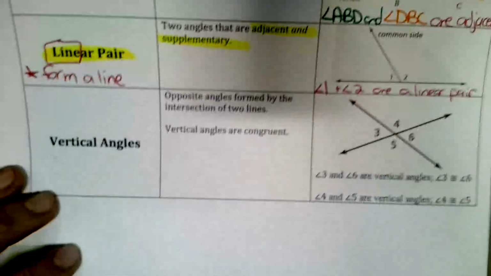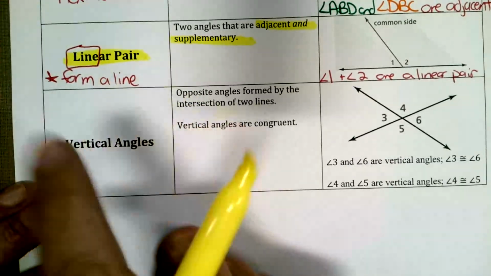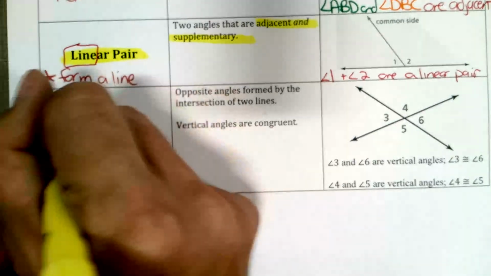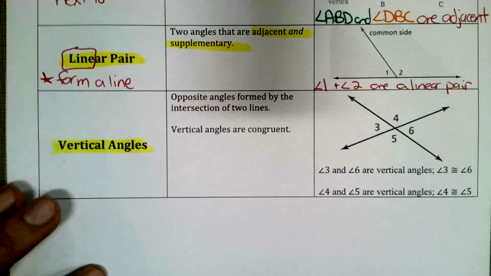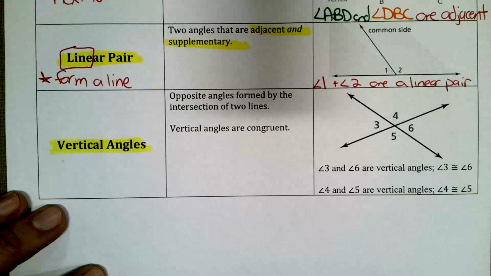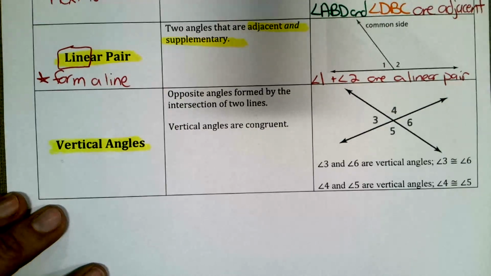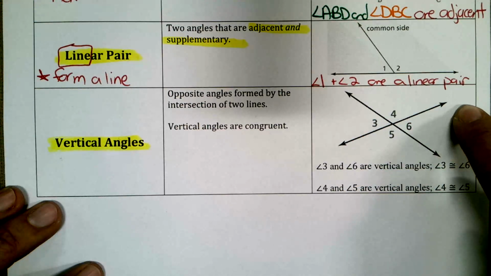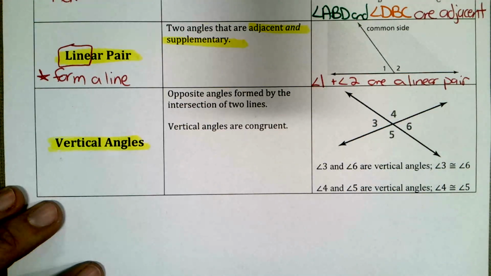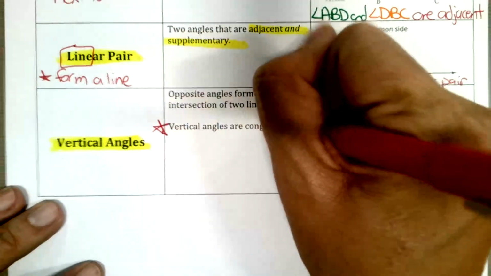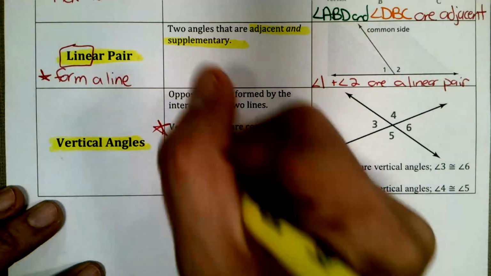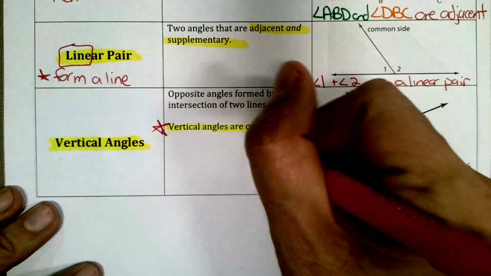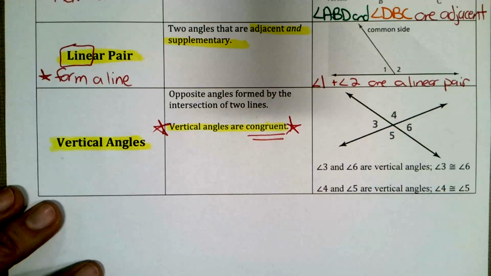And then the last pair of angles we're going to talk about here, and this is an important pair that we're going to see a lot throughout the entire year, is our vertical angles. These are opposite angles formed by the intersection of two lines. So you have to have two lines crossing. They're opposite. And then a really big fact is that vertical angles are congruent, which means they're the same. They have the same measure.